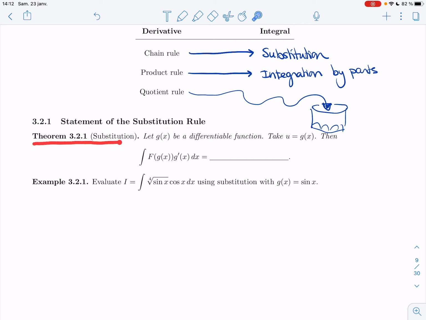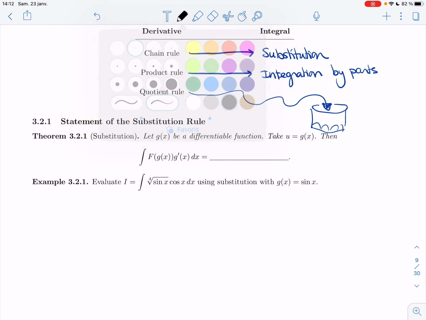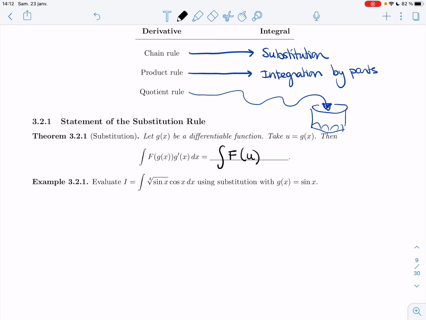Theorem 3.2.1: let g of x be a differentiable function. Take u equals g of x. Then if I have to integrate some function f applied to g of x, so g of x is inside, that should remind you of what we had for the chain rule, and I have g prime of x dx outside, then I can replace this integral with a simpler one. I can integrate just f of u du.